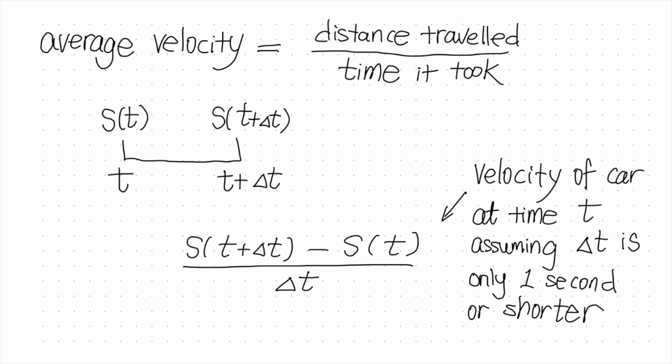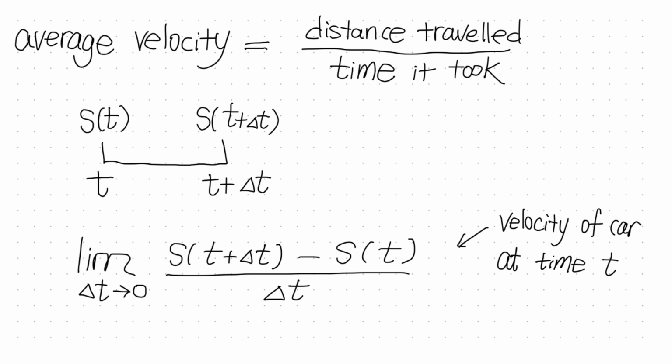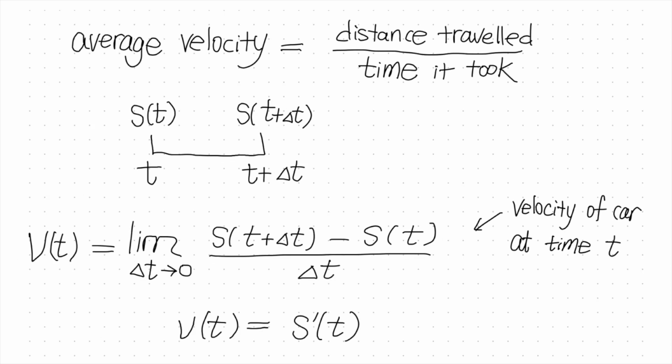In order to know the velocity of the car at time t, in practice, your speedometer will take the delta t to be a very short period of time, like a second or even shorter. In calculus, we'll take the limit of delta t going to 0. And this is the formula of the velocity of the car at time t.